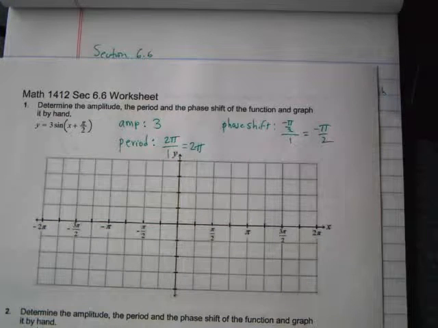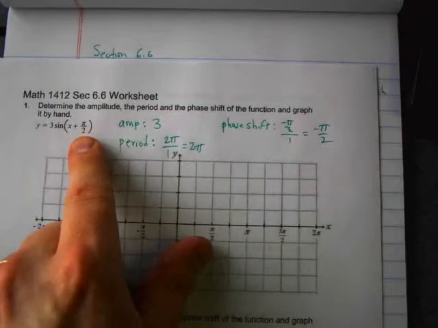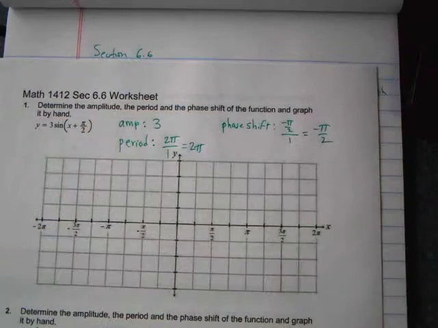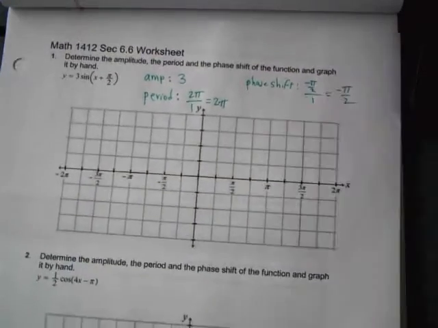All right, where were we? Vertical shift. What's the vertical shift up and down? 0. How come? Because there's no D number. So no vertical shift. All right, that makes it pretty easy. All right, so now how am I going to start graphing this thing?